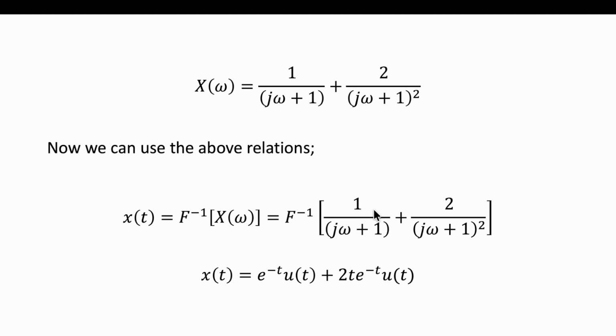Using the previous properties, we can convert the frequency domain signal into the time domain signal. You can take a further common factor and write the simplified form of that signal in this format.